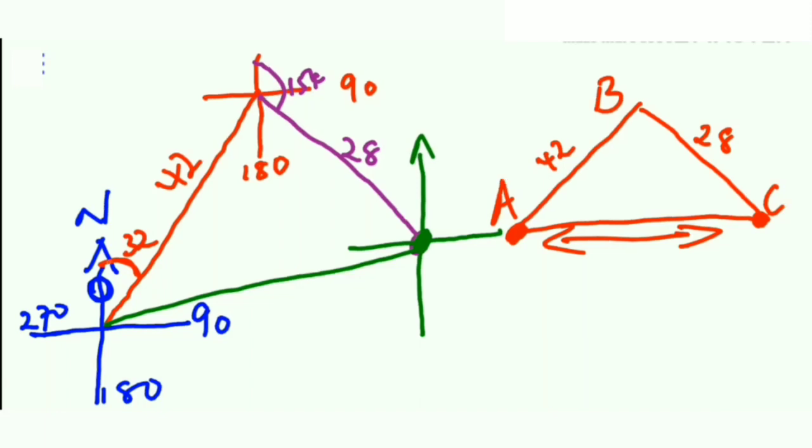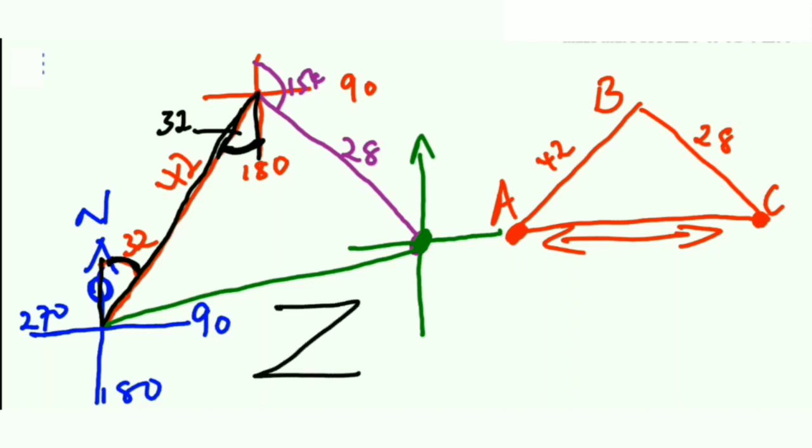Okay, this angle 32 is equal to this one. This is 32. This is also 32. Why? These are called alternate angles. This angle is equal to this angle. These are called alternate angles. So alternate angles are equal.